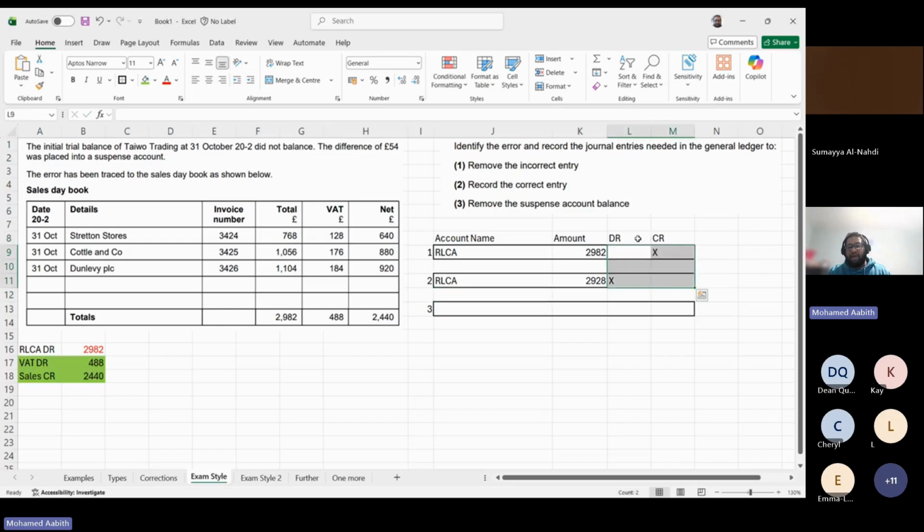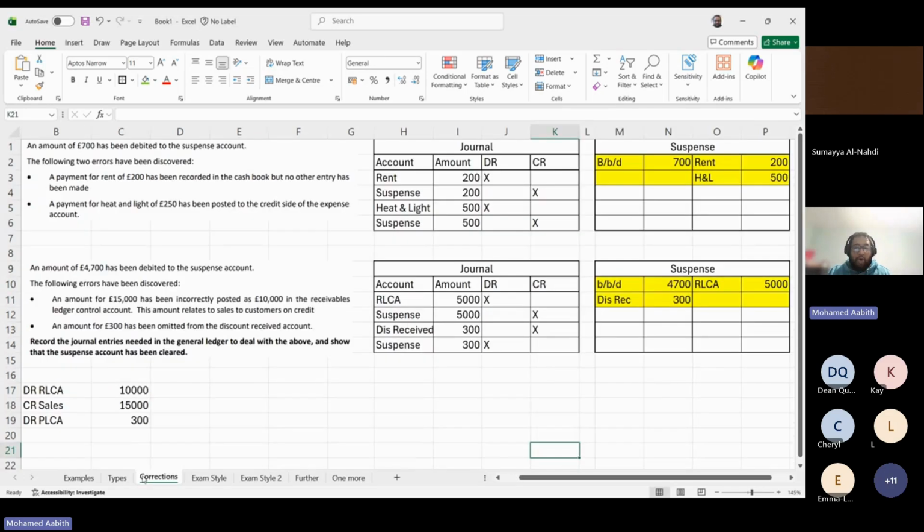So for me, I have identified the errors. I remove the incorrect entry. Now I have also removed the incorrect entry and entered the right entry. But there's a problem. Can you see here in your journals, when we do a journal entry, your debits and credits should match.